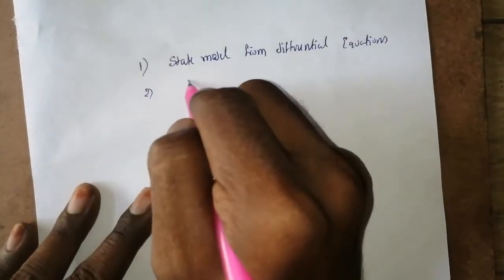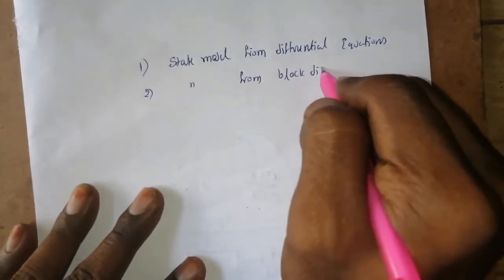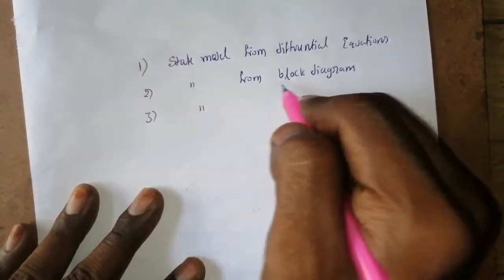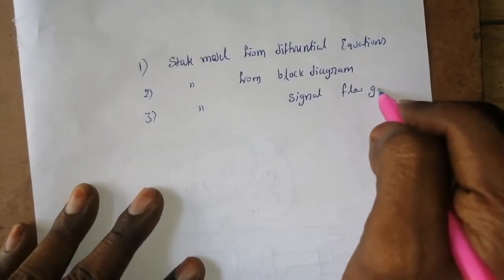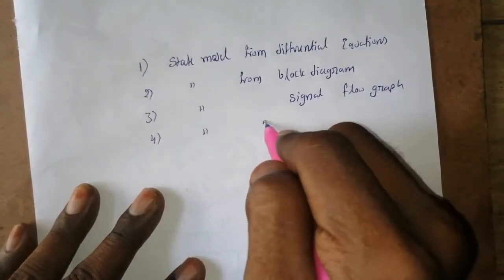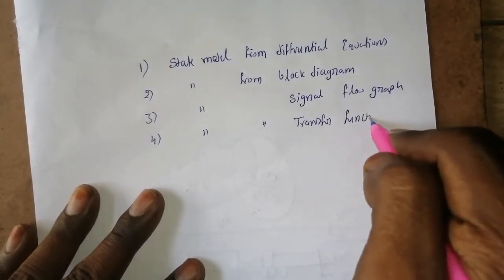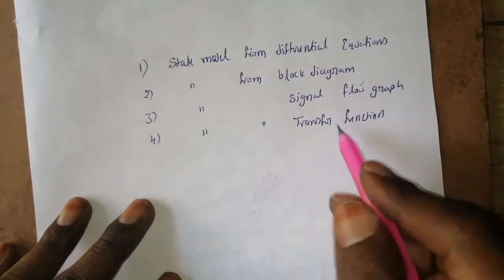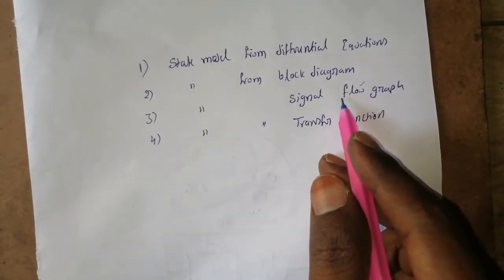Next, the second one is we can obtain the state model from block diagram. The third one is we can obtain the state model from signal flow graph. And the fourth one is we can obtain the state model from transfer function. So we can obtain the state model from these four methods. Let me see one by one example with relevant state model equations.